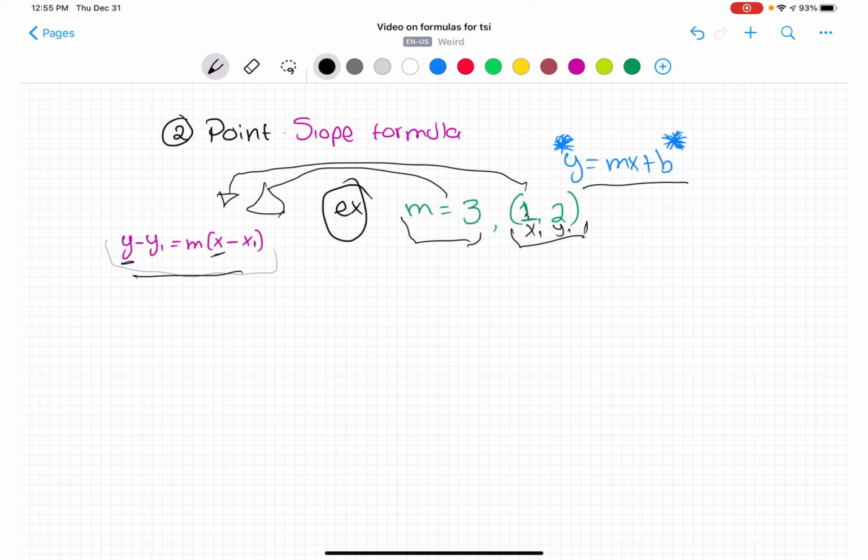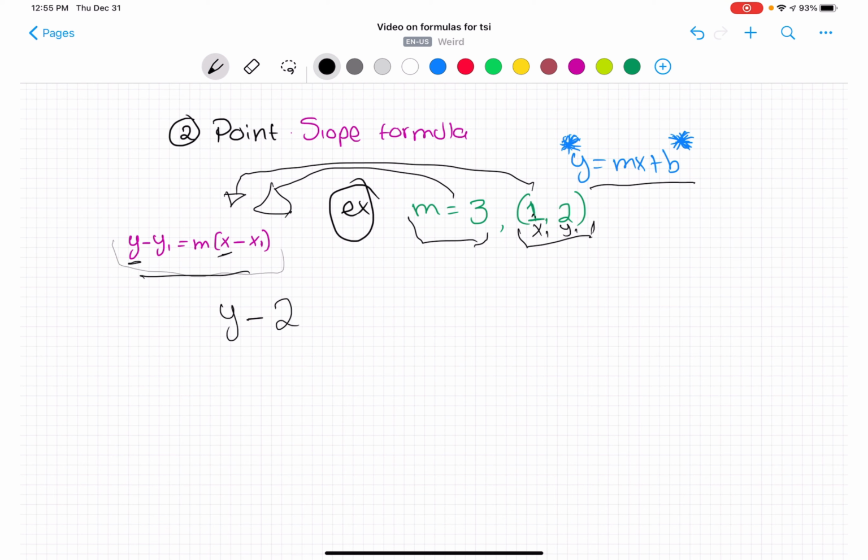So let's just get to it. Let's replace everything, all the x1s or x2s and the slope, into this equation. So it is going to be y minus y1, which is 2.